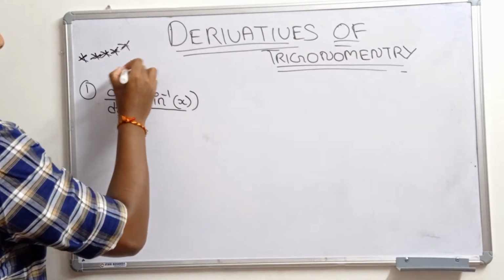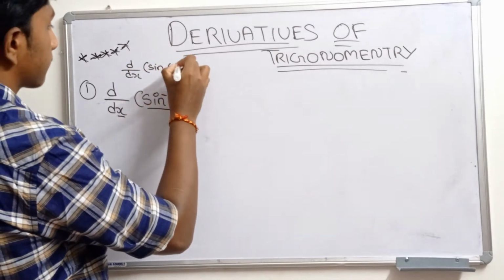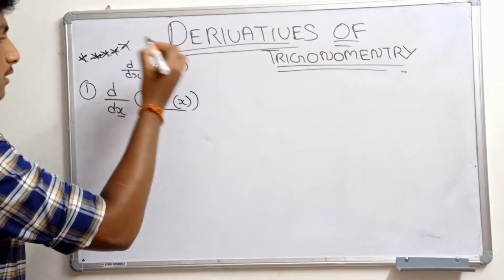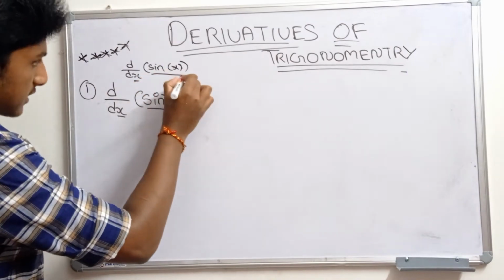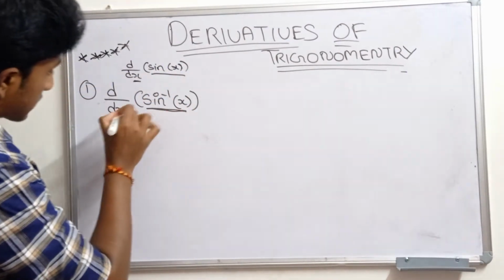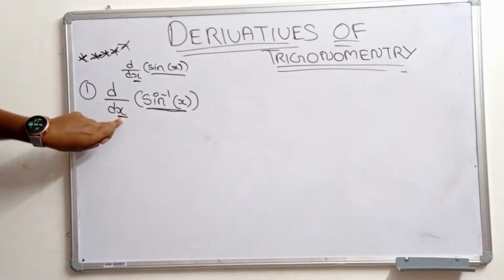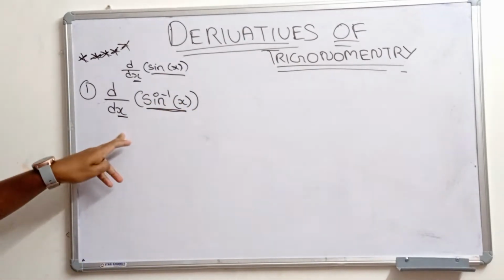In the earlier formulas, we have just dealt with d by dx of sine x. That means we were differentiating the function sine x with respect to x. Now we are differentiating the function sine inverse x with respect to x. Guys, is it clear?